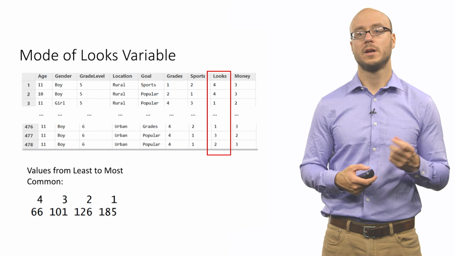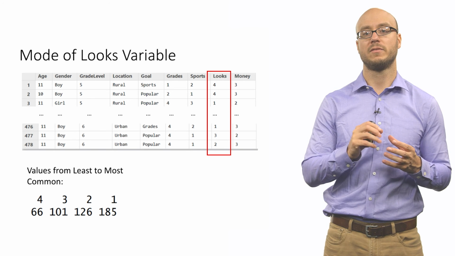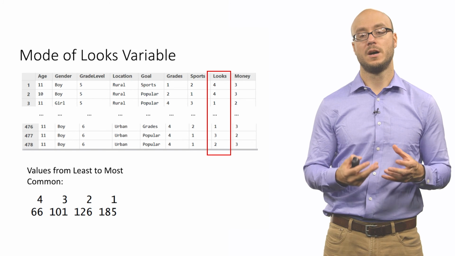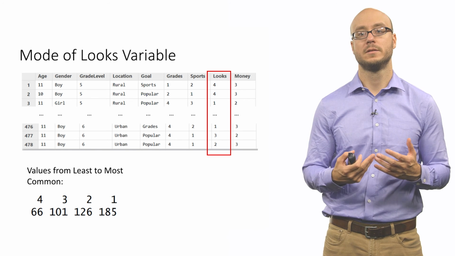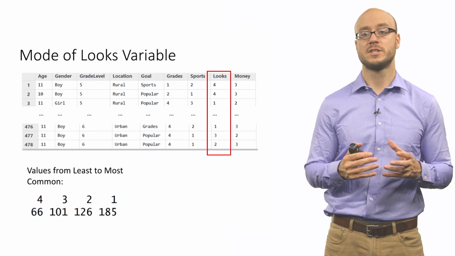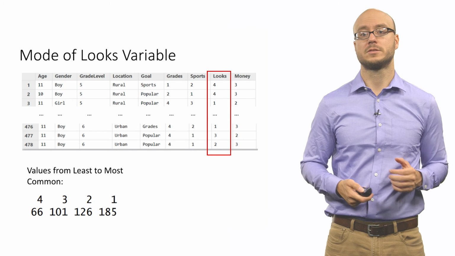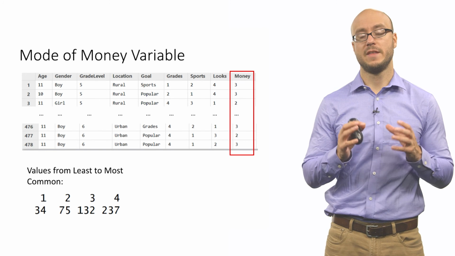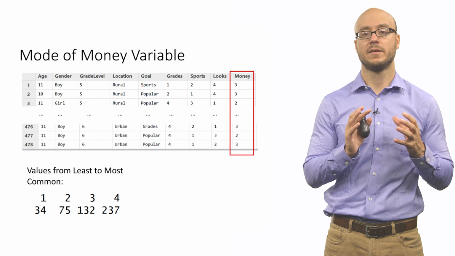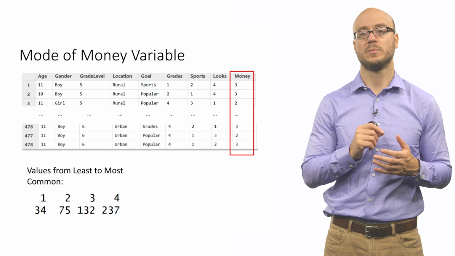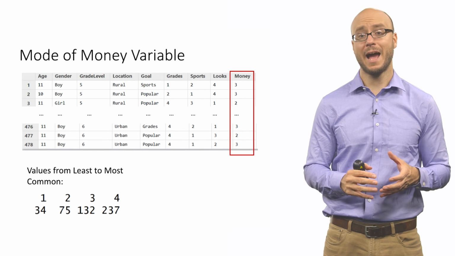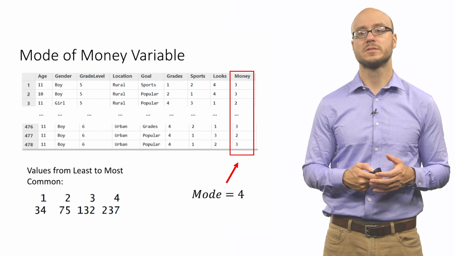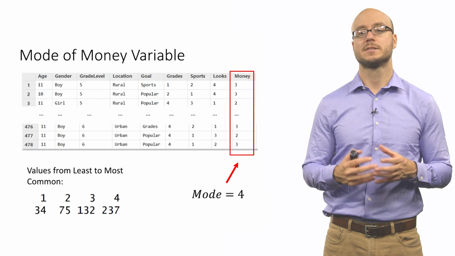For the looks variable, again creating a little table in which we rank the values from least to most common, the most common response is 1. So for the looks variable, 185 students said, you know, if you want to be popular, looks is the most important. And then if we look at that final column for money, calculating the mode by listing the values from least to most common and the corresponding counts, you can see 237 students ranked money as the 4th most important.